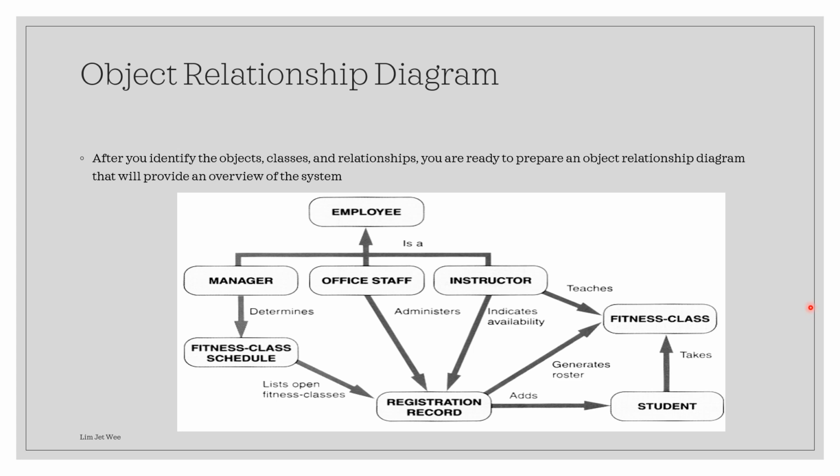You don't actually see the attributes, you don't actually see the methods, but you get to see the object relationships, which is a lot better than listing them down.